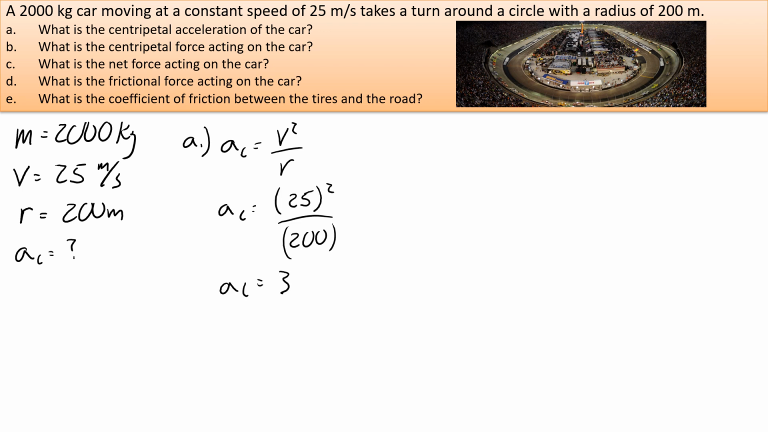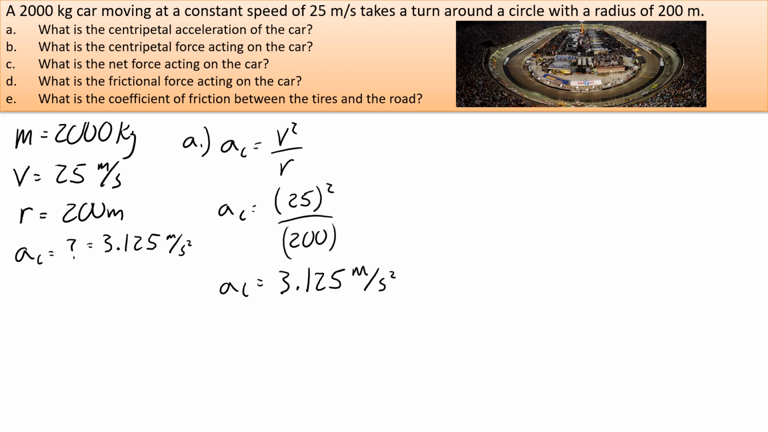And you get 3.125. What are the units? Oh, we didn't talk about this. What are the units for centripetal acceleration? Still just the units for acceleration, so that's convenient. I'll leave it as a long decimal because we're going to use this number in the next part.